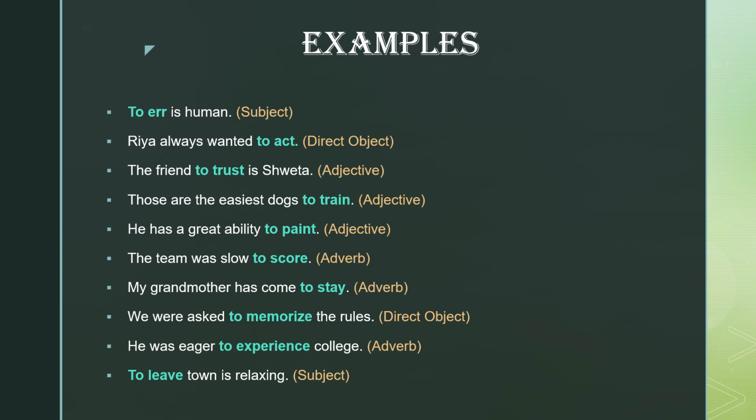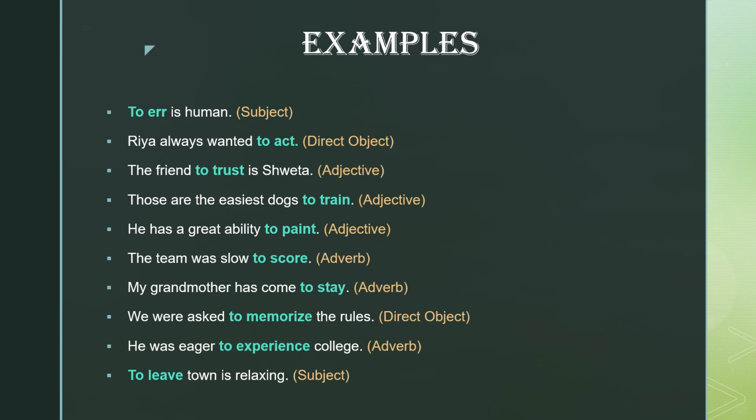We were asked to memorize the rules. It is again used as a direct object just after the verb. He was eager to experience college. Now, for what was he eager? To experience college. It is acting as an adverb. To leave town is relaxing. To leave is acting as a subject. So subject here would mean a noun, either a noun or a pronoun, but here the subject means noun.